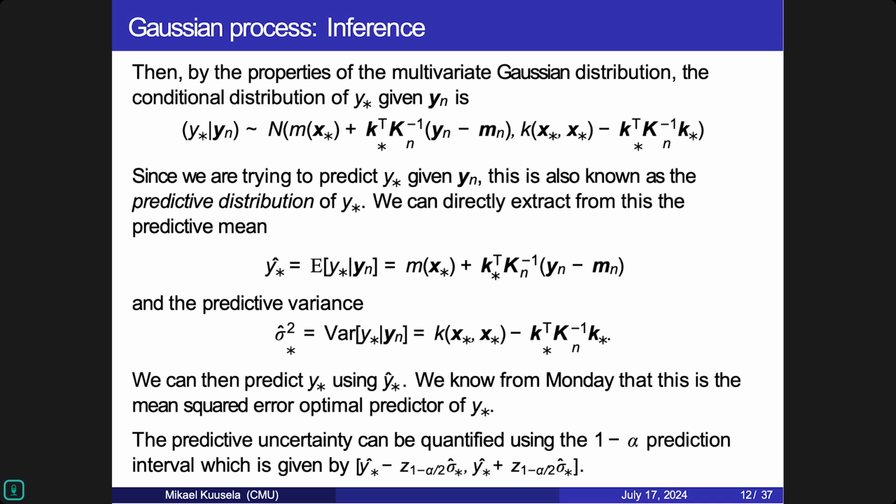So now that we have this, we know from Monday that we immediately know how to make an optimal prediction. The optimal prediction is simply the conditional mean. This was the result I highlighted on Monday. Well, we can read off from here what the conditional mean is. It's simply the mean of this Gaussian here. So the optimal prediction is this. And then we can also find the predictive variance, which is the conditional variance.